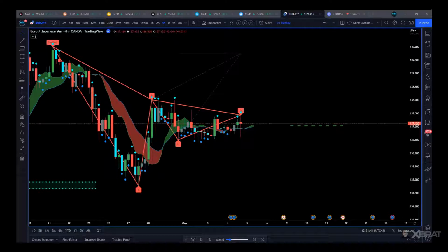You don't have to do all the working out with our Auto Harmonic Pattern software. This is a TradingView version. It's available for quite a few other platforms, and this is the 4-hour time frame on Euro Japanese yen. One of my favorite time frames really for harmonic patterns, because when they form on this time frame they're very powerful.